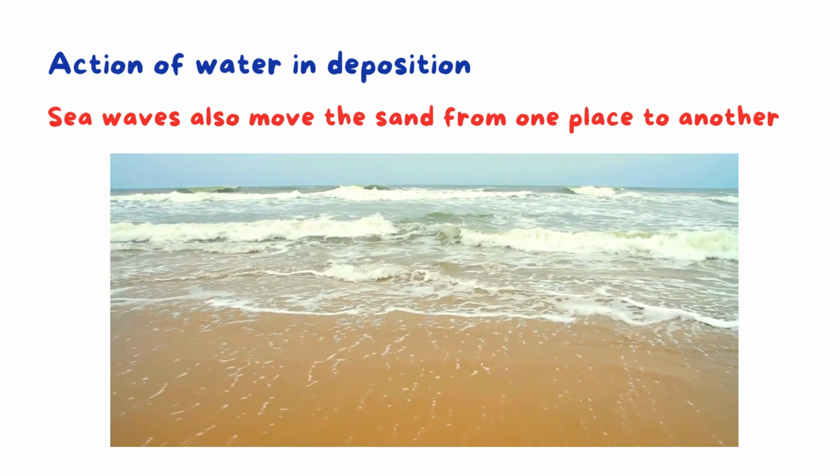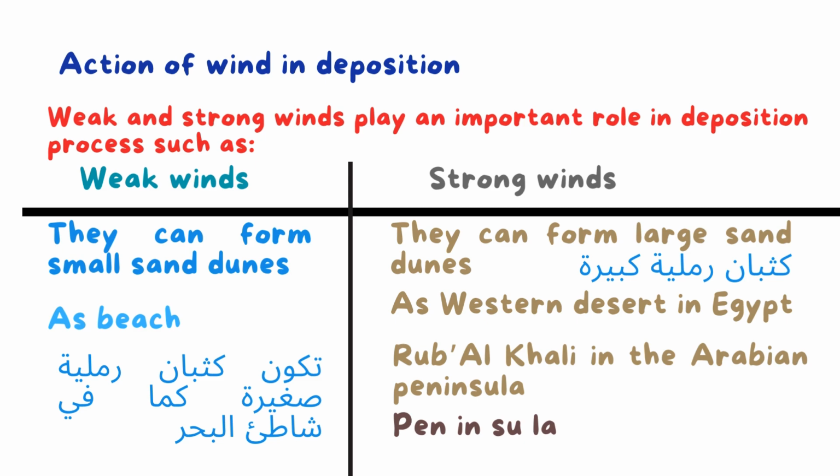Now we will talk about the action of wind in the deposition process. Weak and strong winds play an important role in the deposition process. Weak winds can form small sand dunes as at the beach, and strong winds can form large sand dunes as in the deserts, such as the Western Desert in Egypt, Rub' al Khali in the Arabian Peninsula, and in Sinai Peninsula.